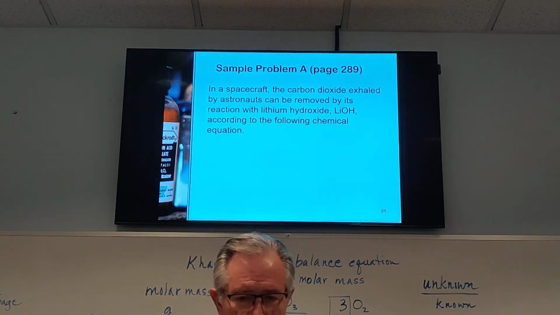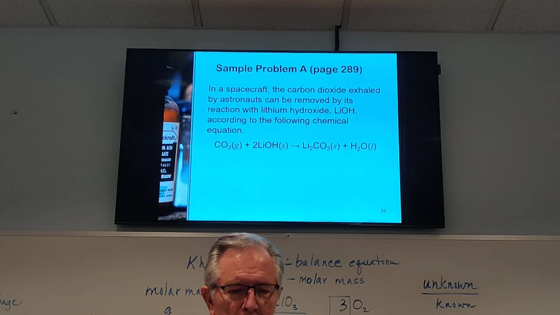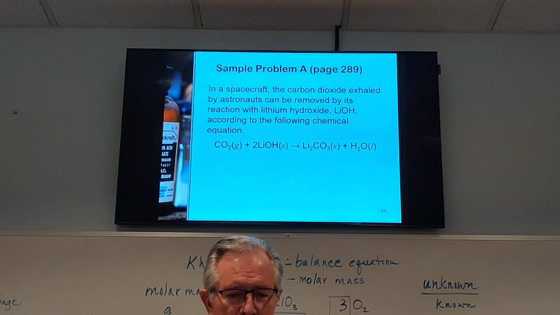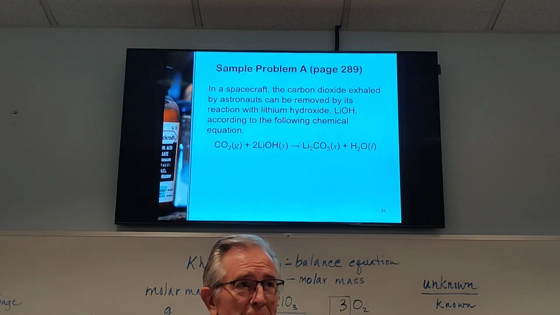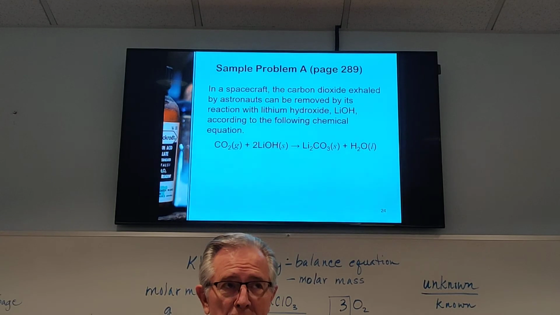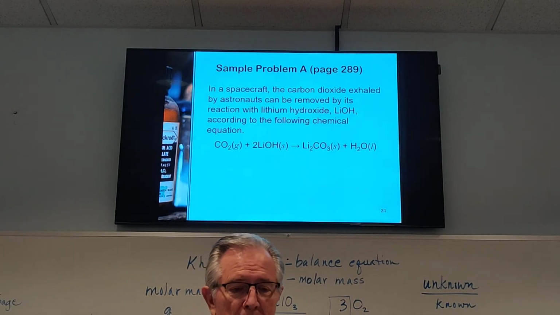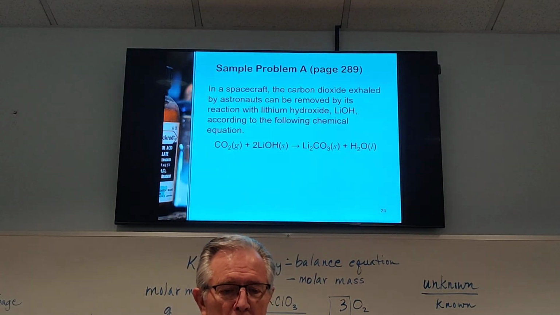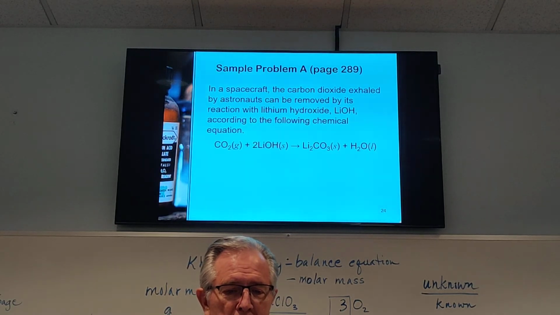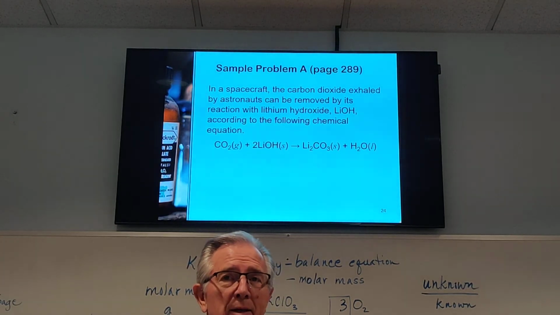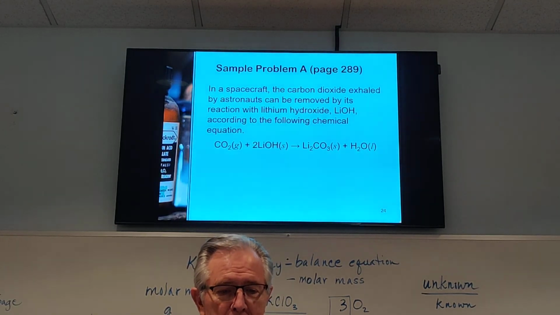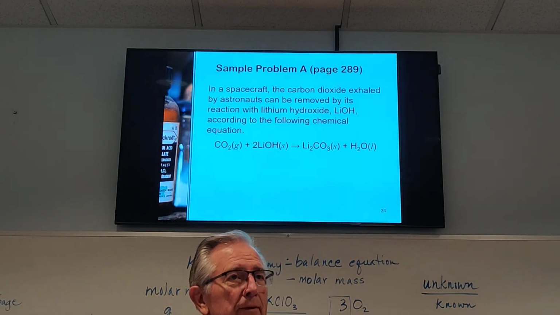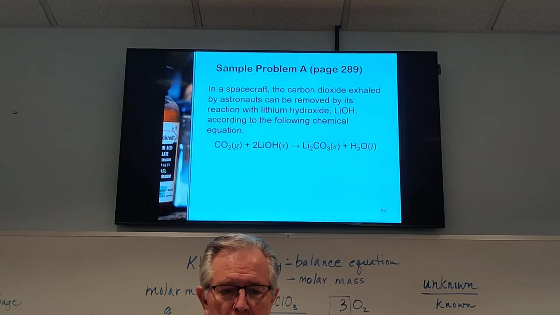So here is our chemical formula: carbon dioxide plus lithium hydroxide. Lithium hydroxide is actually a solid, as they're using it here. And the carbon dioxide will react with the lithium hydroxide, and it's going to form lithium carbonate, and then water. So in other words, water is a byproduct of this reaction.